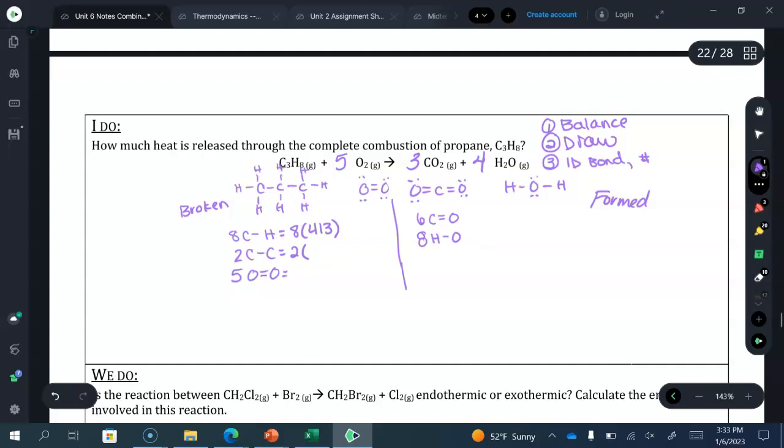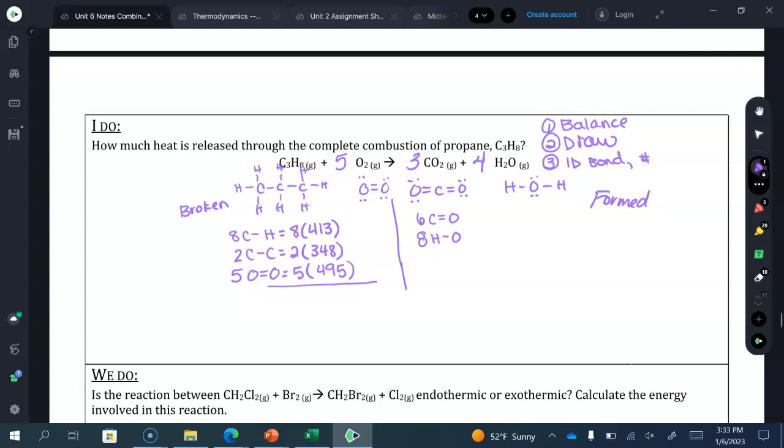2 times the bond energy for carbon, which is 348. And then 5 times the bond energy for oxygen. You need to make sure it's the double bond O and not the single bond, and it might be listed as O2 because that is the molecule. Then we multiply across and add them all up, and you should get 6,475 kilojoules per mole. And this is bonds broken.